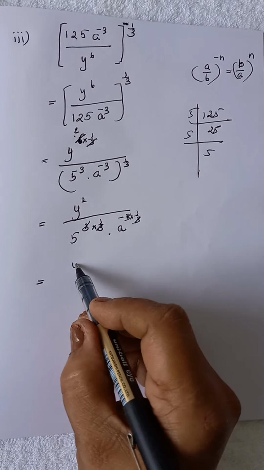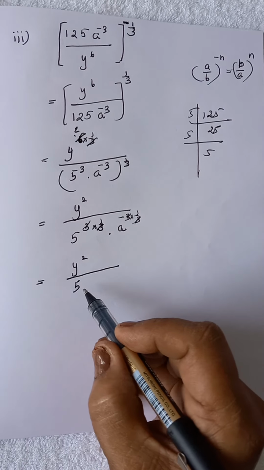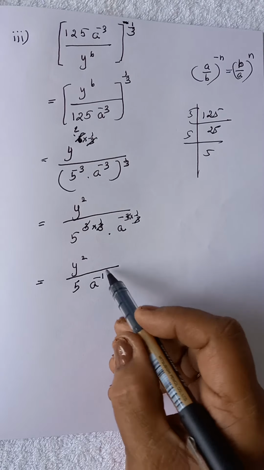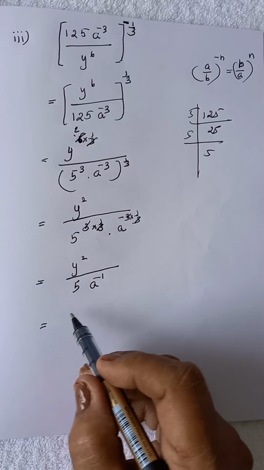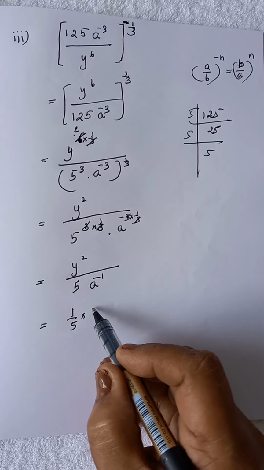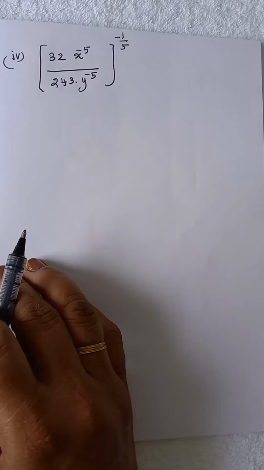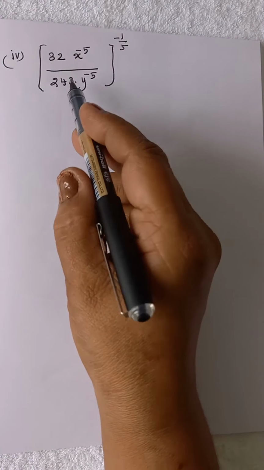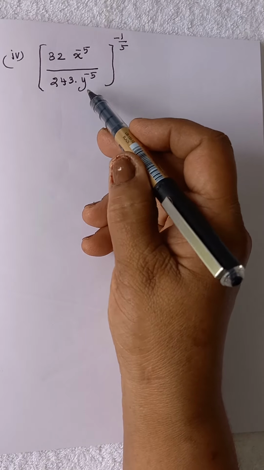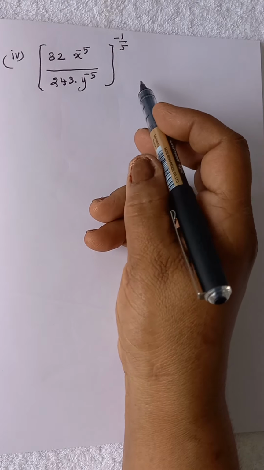So this is equal to y raised to 2 divided by 5 into a raised to minus 1. We have to express this as positive. So this is equal to y square by 5a. That is the answer. Now the fourth sub question is (32 x raised to minus 5 by 243 y raised to minus 5) whole raised to minus 1 by 5.